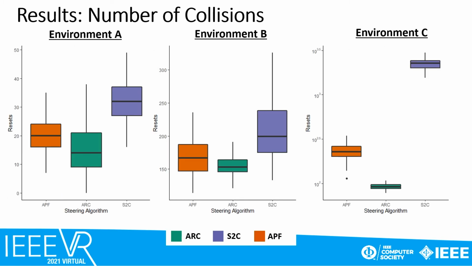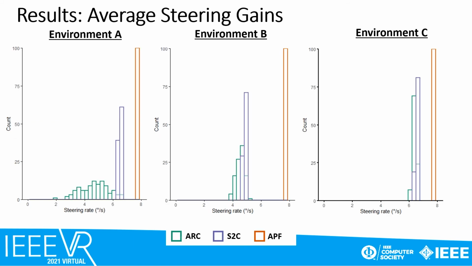ARC was able to avoid significantly more collisions than both steer-to-center and potential fields in every environment we tested. Full details can be found in the paper. Finally, we see that in addition to achieving significantly fewer collisions, ARC steers the user with less intense gains, which creates a more comfortable experience for the user.